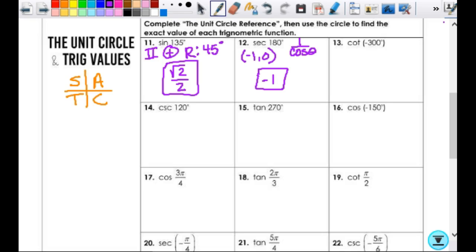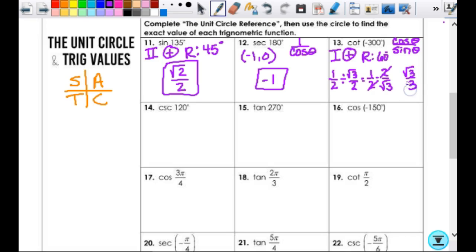Negative 300 is cotangent. So we know that tangent is sine over cosine, so cotangent is cosine over sine? Yes. Right, because it's just the reciprocal. Negative 300, what quadrant is that in? First quadrant. And everything in the first quadrant is positive. What would your reference angle be? 60. Okay, all right, so my reference angle is 60. Then cosine of 60 is 1 half, divided by the sine, which is the square root of 3 over 2. So that's just 1 half times 2 over the square root of 3. So that leaves me with 1 over the square root of 3, which just ends up being square root of 3 over 3. And it's supposed to be positive. And that's my value. Okay. Everybody good with that?